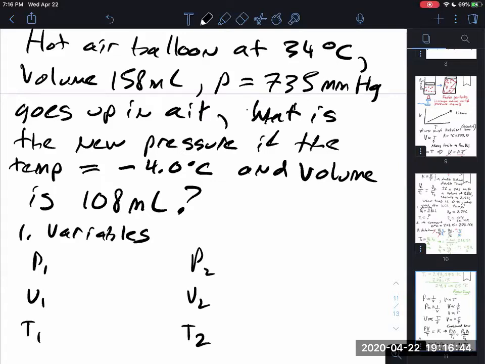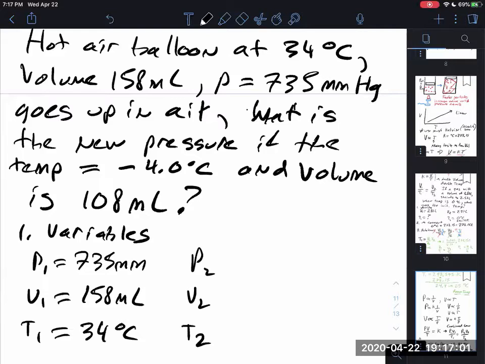So the initial pressure is 735 millimeters. The initial volume is 158 milliliters. The initial temperature is 34 degrees Celsius. Final pressure is don't know. That's what we want to find. The final volume is 108 milliliters, and the final temperature is negative 4.0 degrees Celsius.